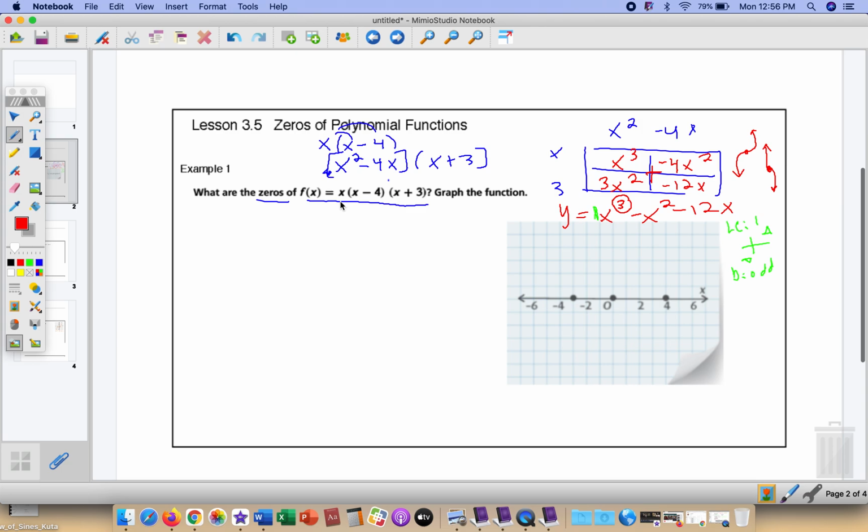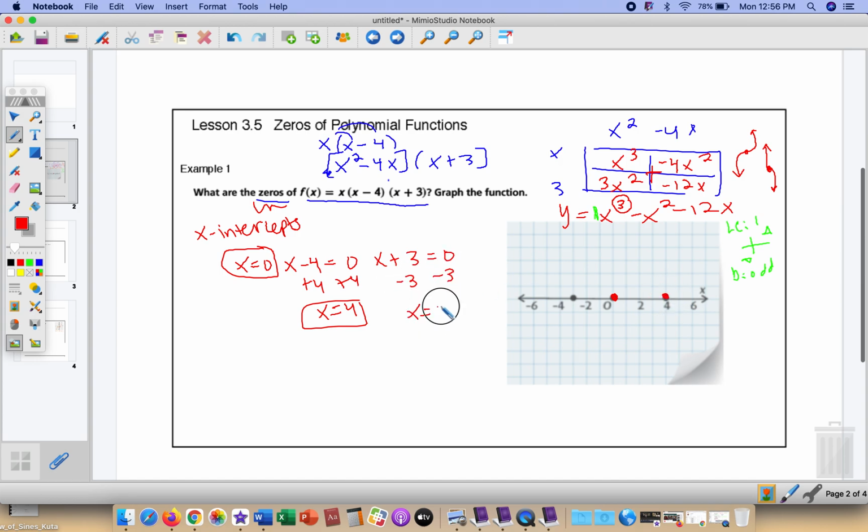Now, if you see something in factored form, you can quickly find the zeros, which are the x-intercepts. So we'll set each factor equal to 0 and solve. So we'll have an x-intercept at 0, which you see here. You have an x-intercept at 4, which you see here. And we have an x-intercept at negative 3, which we see here.